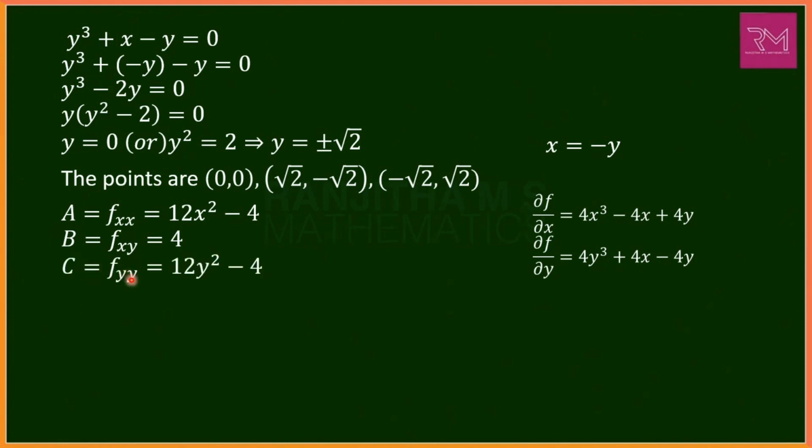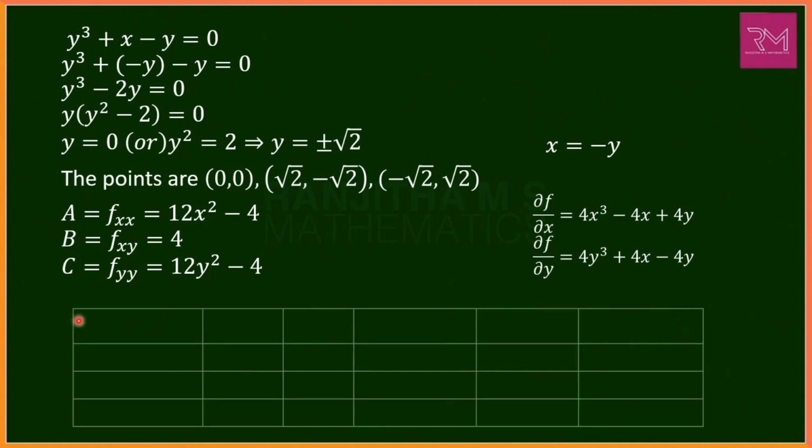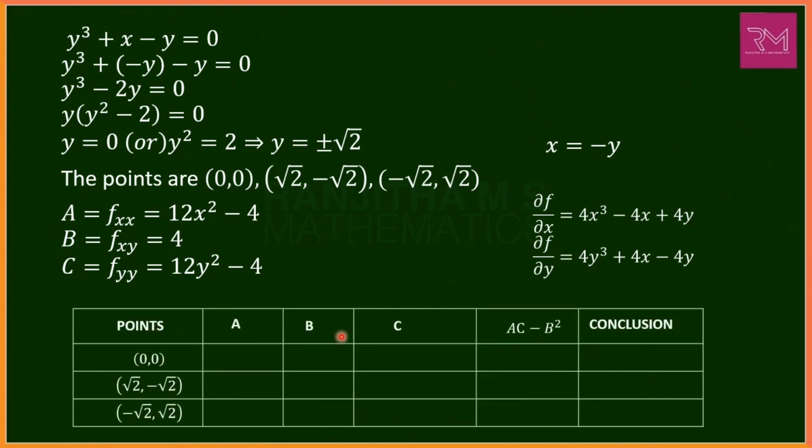C is ∂²f/∂y². Here we have to differentiate ∂f/∂y partially with respect to y. We get 4 into y³, differentiation is 3y², hence we get 12y² − 4. This is our C. After finding the A, B, C values, we have to construct a table. Hence, we have to construct 4 columns. Here, first is points, then A, B, C, AC − B², and conclusion.